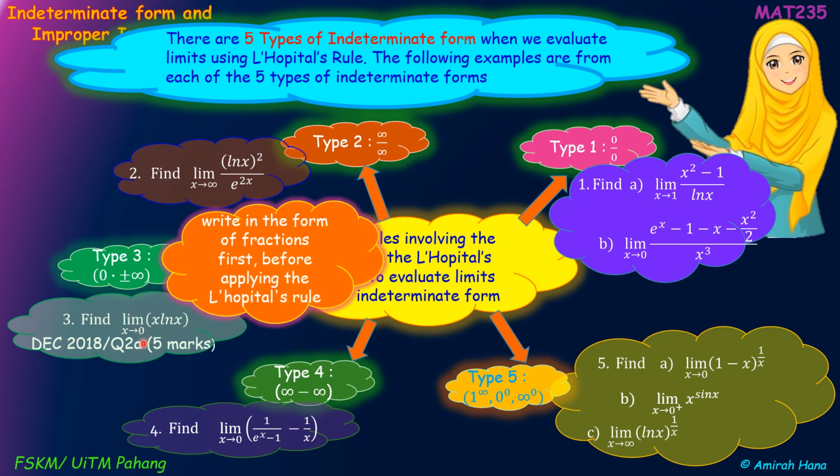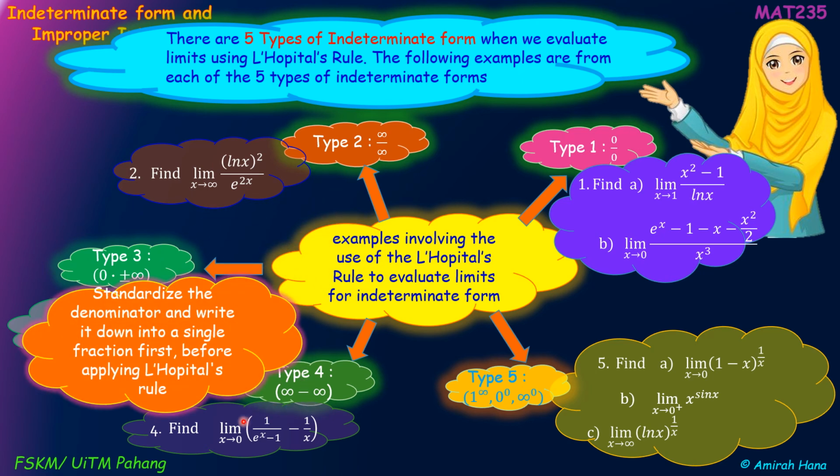But if we have the example under type 3, which is 0 times plus minus infinity, what we need to do is write it in the form of a fraction first before applying L'Hopital's rule, because this is a multiplication operation. To directly continue to use L'Hopital's rule, we need to write it into the fraction infinity over infinity or the fraction 0 over 0. That's why we need to write it in the form of a fraction first. After that, we can use L'Hopital's rule to evaluate the limit.